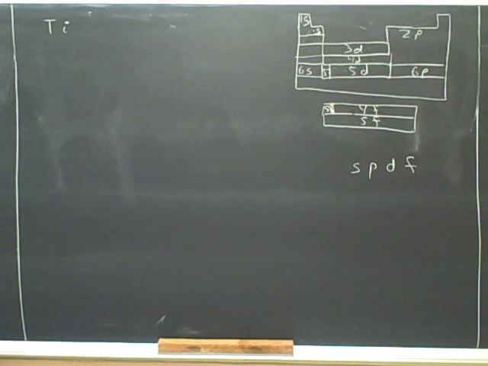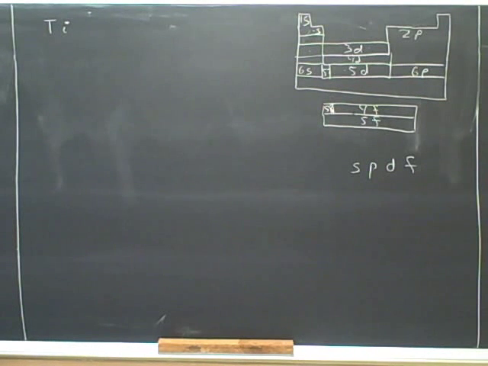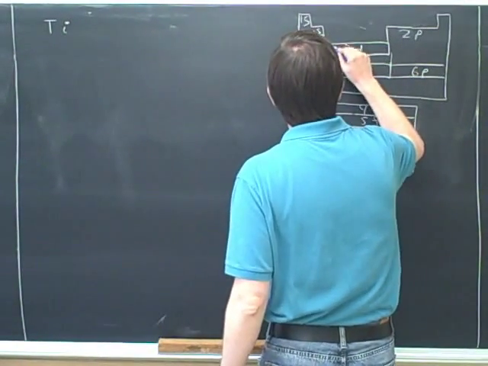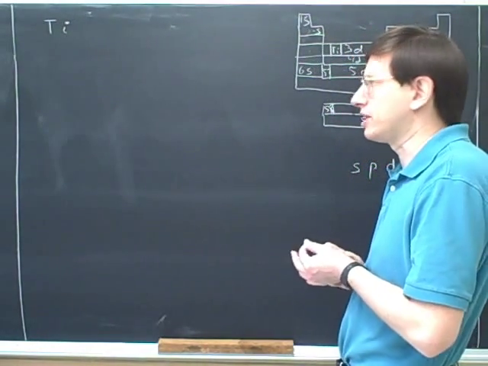And of course, you'll need your periodic table. Yeah, I should do that. Okay. So let's find titanium in the periodic table. So here we have titanium. We're going to write the electron configuration.